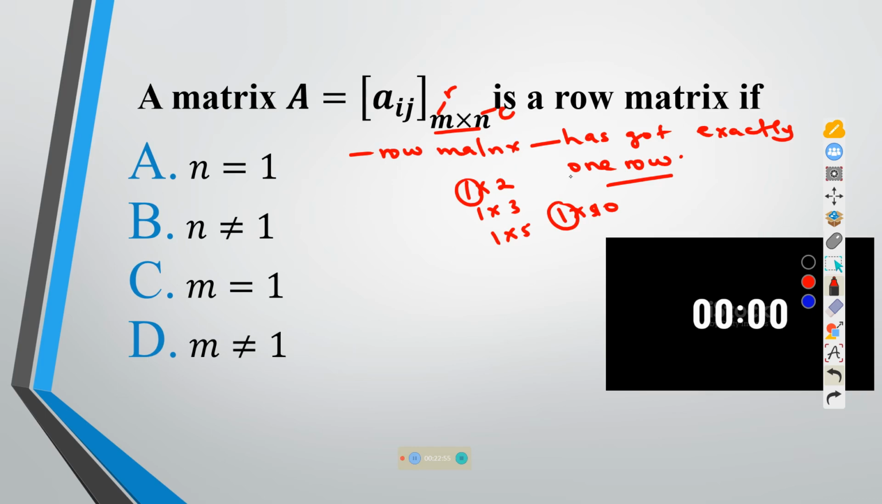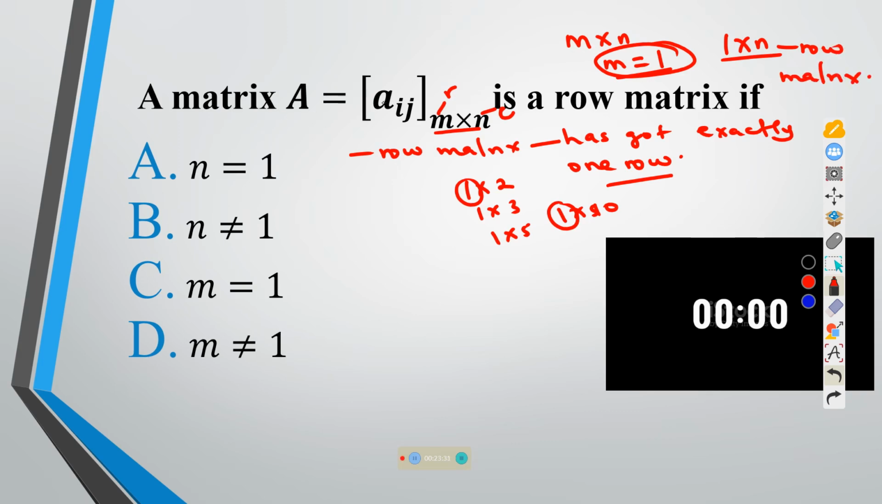So if it is to have only one row, then what should happen to this matrix? If you have an m by n matrix and you need it to have only one row, then it means m must be equal to 1. And if m is equal to 1, then you will have a 1 by n matrix. So this matrix A is a row matrix if m is equal to 1, which gives a 1 by n matrix, which is a row matrix.